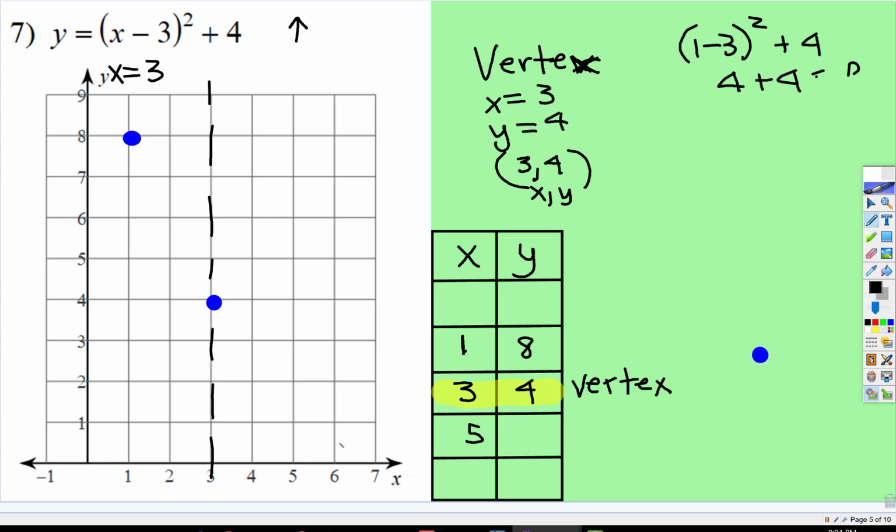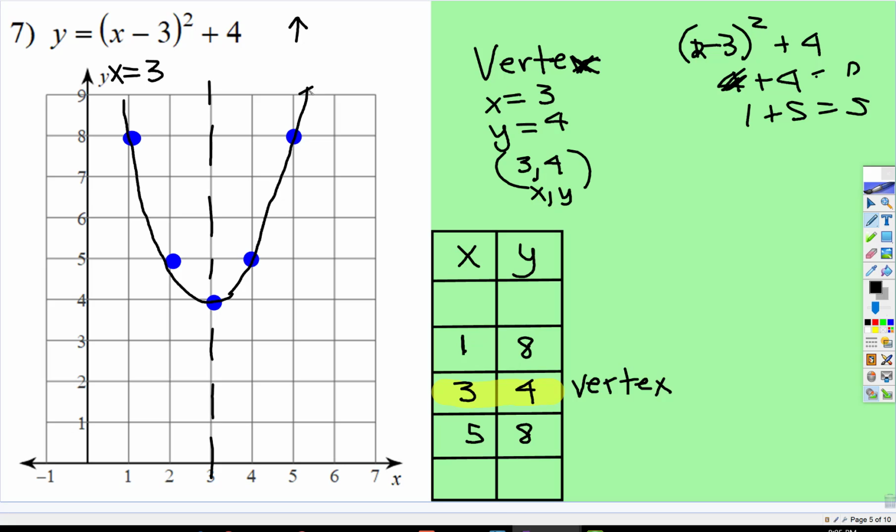So when I go over 2 in the other direction, so when x is 5, its value will be 8, because that's how quadratics work. They're symmetrical. And if you want to know how curvy it was, you could go ahead and plug 2 up into here. 2 subtract 3 is -1. -1 squared is 1. 1 plus 4 equals 5. So when x is 2, we're up there at 5, which means when x is 4, we'll also be up there at 5. Look at how easy that is when you know the vertex to graph it.